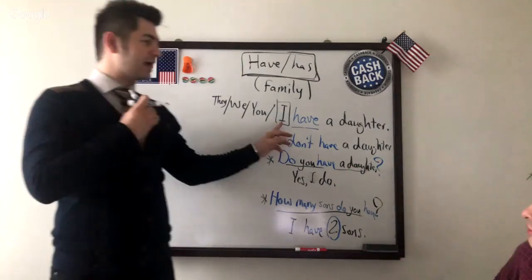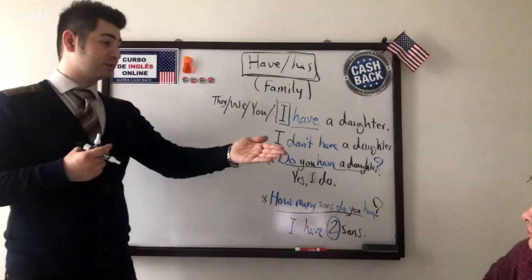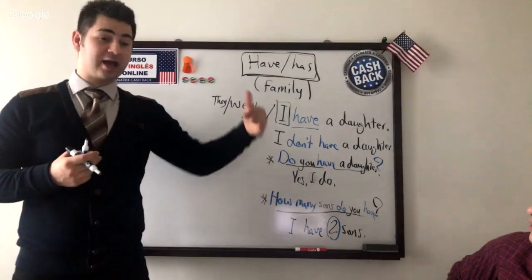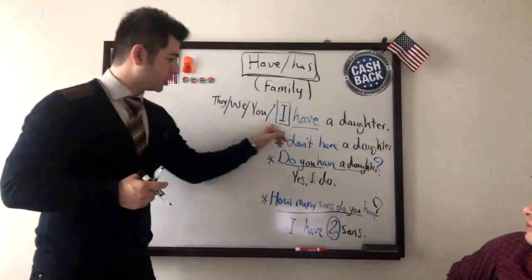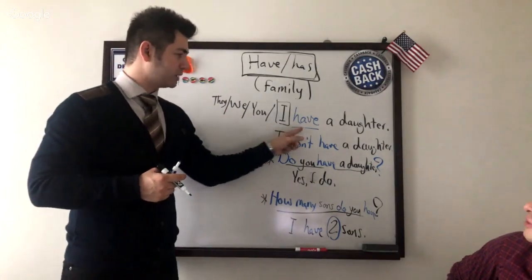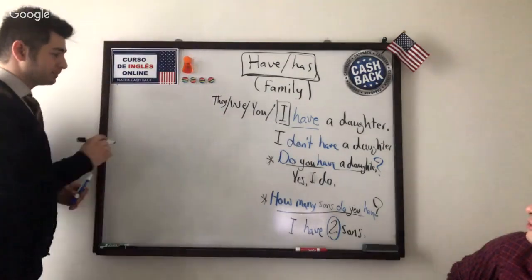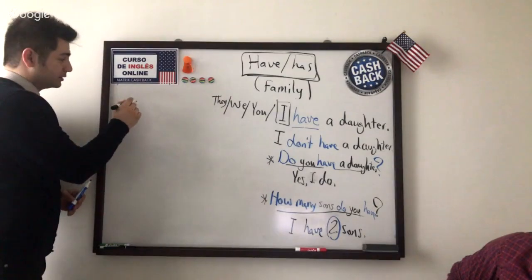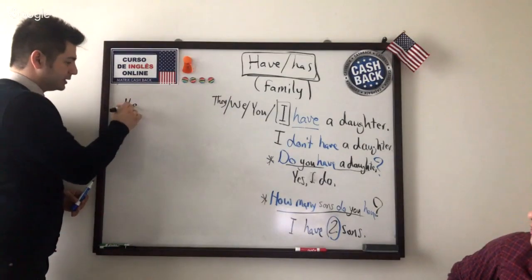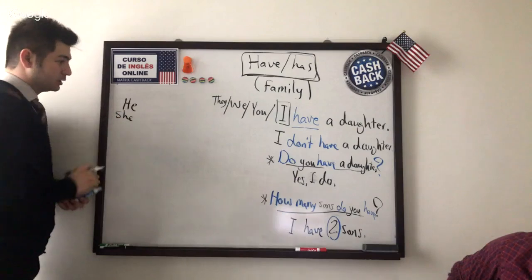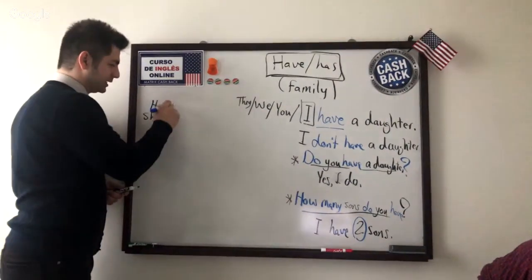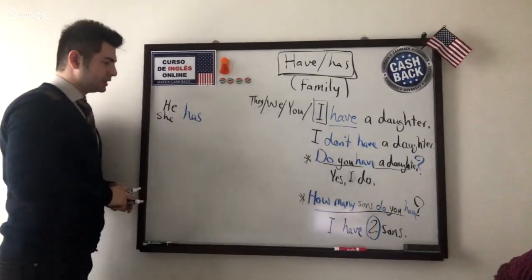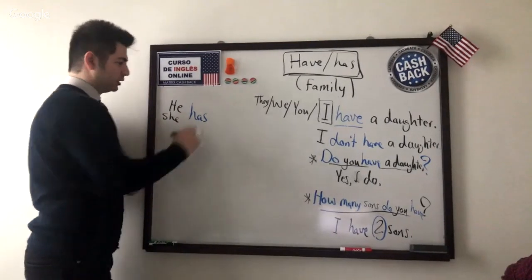So I have a daughter. We have a daughter. So for all these subjects, we use the verb have. But when the subject is he, we use the verb has. So he has a daughter.